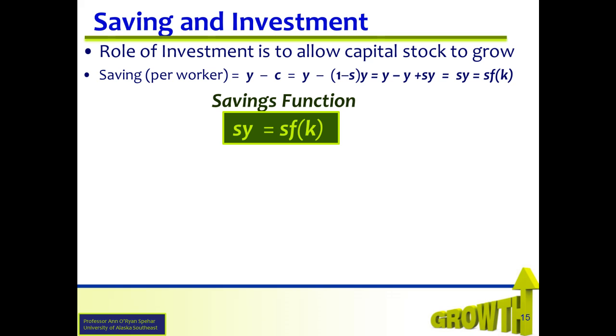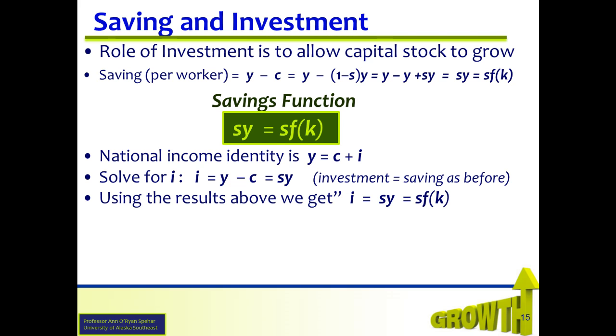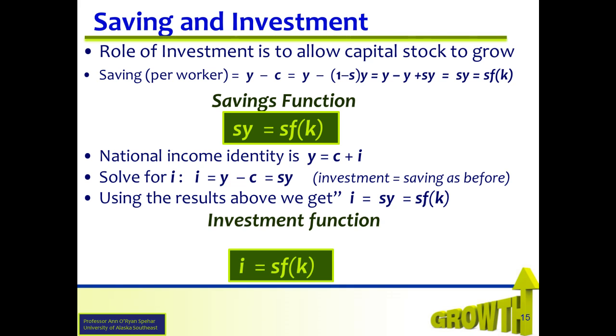Now let's find the investment function. From our national income identity, we can solve for I. I is just equal to y minus c, but from our previous equation up above, we know that y minus c is just s times y. And now we've shown that I is equal to s times y, which of course implies that investment is equal to savings, just as before. So the investment function becomes I is equal to s times f of k.